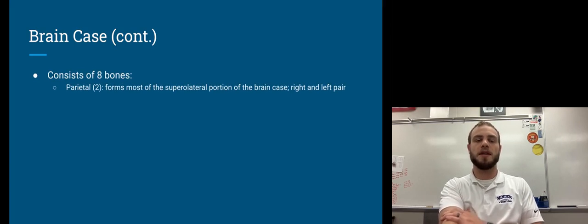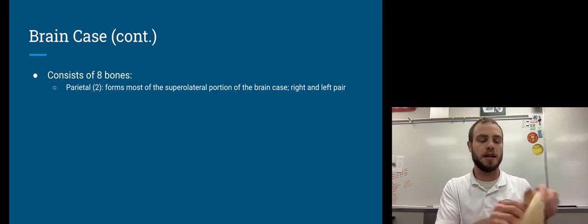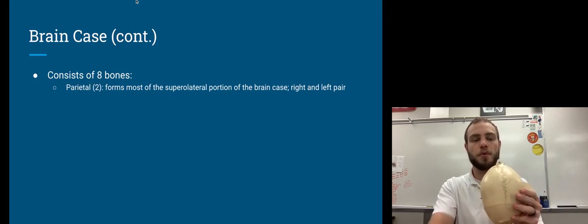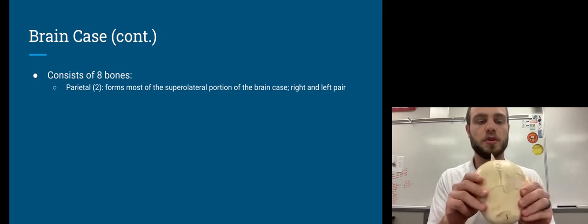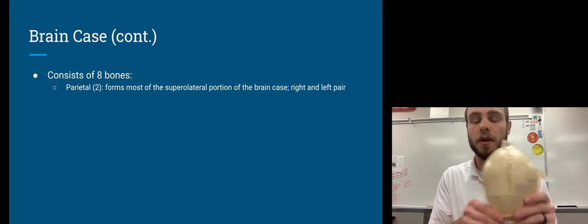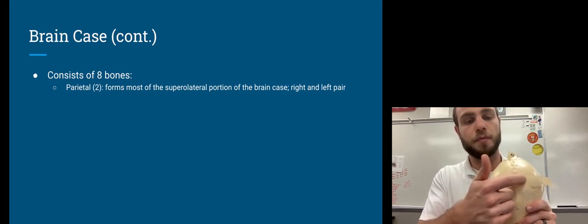Continuing on with the brain case, there are 8 bones that compose the entire brain case. You have the parietal bones, and you do have 2 of them. You have a right and left parietal bone. So here, this would be our skull cap. This would be the anterior portion. If we just look down with the skull here, you can see our right and our left parietal bones.